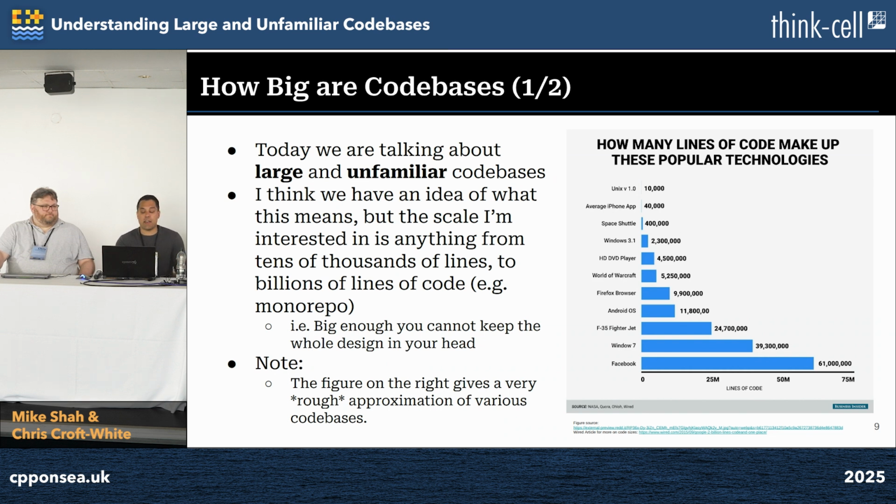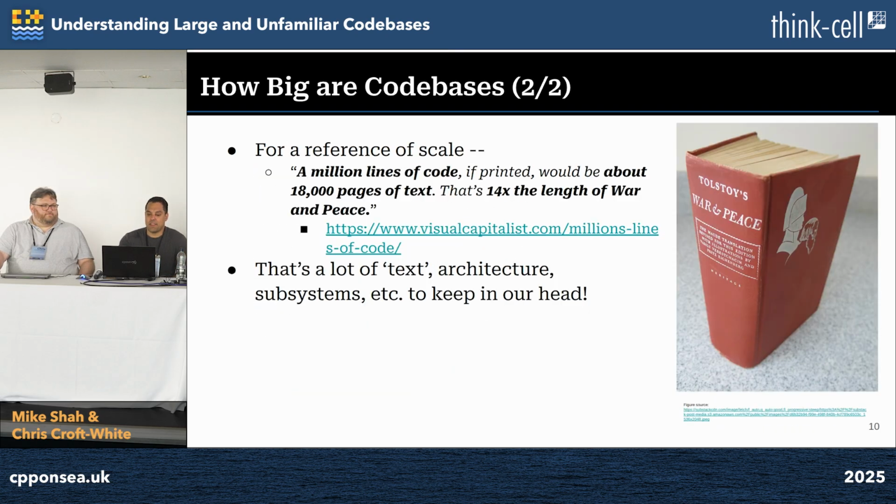But again, you can see the scale, and as some folks mentioned, millions. I've heard of mono repos that are in the billions of lines of code, depending on how you're counting auto-generated stuff and so on. And just for reference, pick your favorite book on your bookshelf that has the most pages. Here's an example of one, a million lines of code is about 18,000 pieces of text. That's 14 of these guys. So again, just making the point that you can't keep all the code base in your head usually, and even all the details of the architecture and so on.